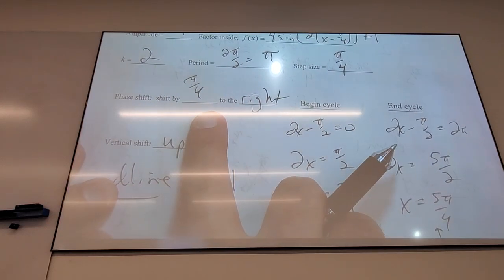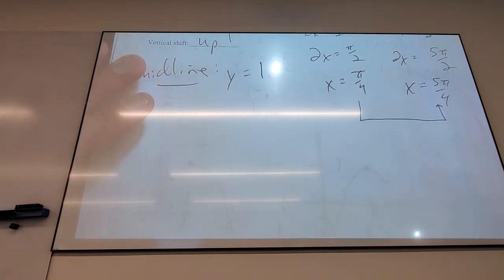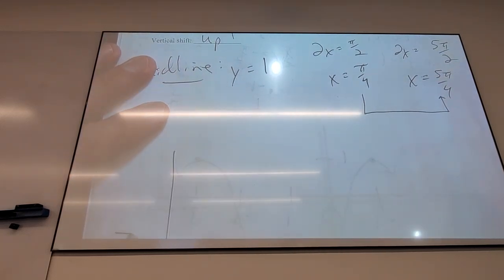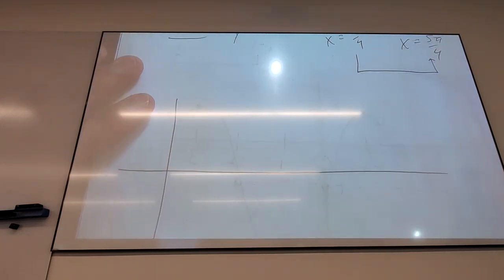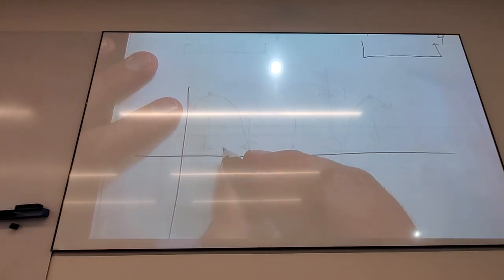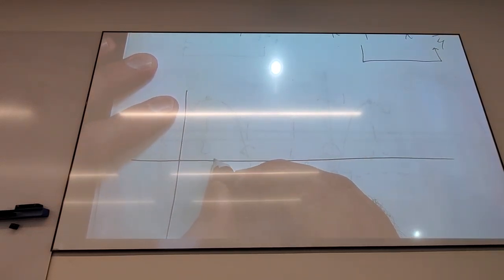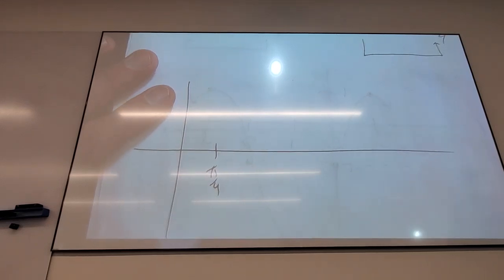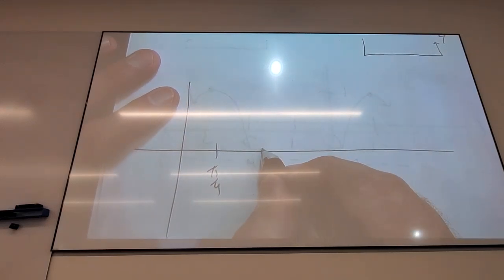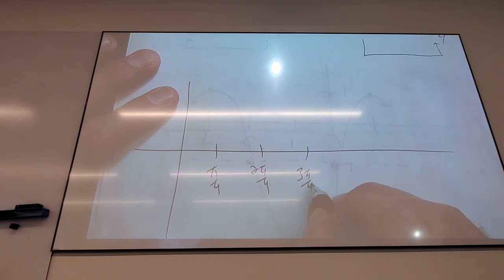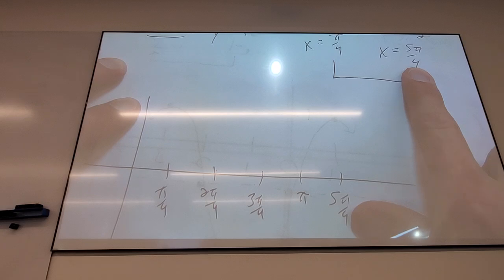So now considering I shifted to the right pi over 4, I'm going to make my graph a little tilted to the right. So I start at pi over 4. What's my step size? So pi over 4, I don't care if you don't reduce. 2 pi over 4, 3 pi over 4, 4 pi over 4 is pi, that's right. 5 pi over 4, that's where I end.